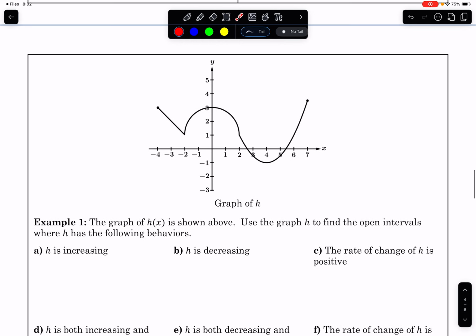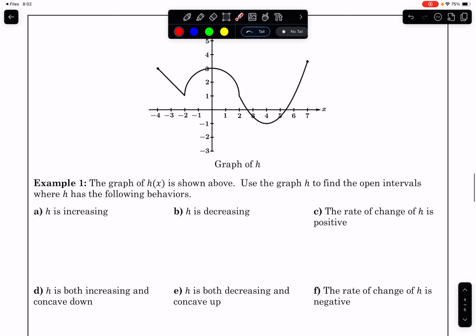So let's look at this example. The graph of h is shown above. Use the graph of h to find the open intervals where h has the following behavior. So where h is increasing. Now, in order to determine where our function h is going to be increasing, again, moving in a positive direction, moving upwards, is to split up the interval from -4 to 7 into sections where the graph changes direction.